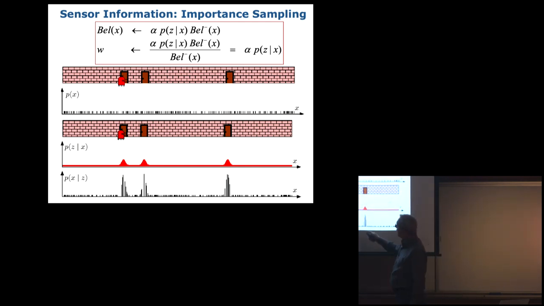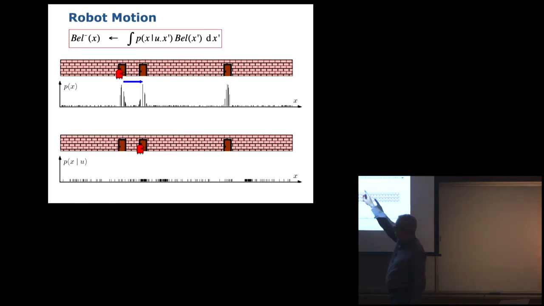And now the next step is that the robot moves. In that step, we need to pass the hypotheses through the motion model.